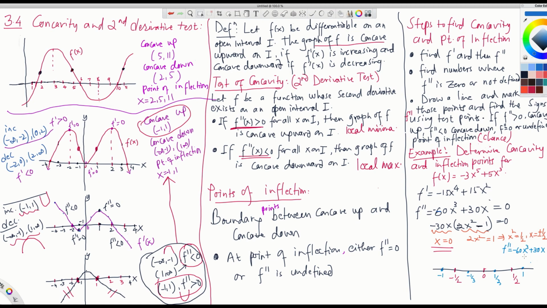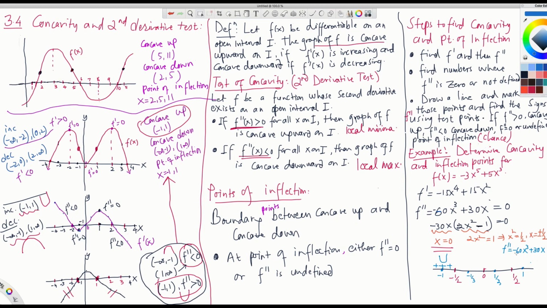Negative 60 times negative 1 to the third is negative 1. So negative 60 times negative 1 is positive 60. And then plus 30 times negative 1 will be negative 30. 60 minus 30, it will be positive. The second derivative is positive here. So it is concave up, right?